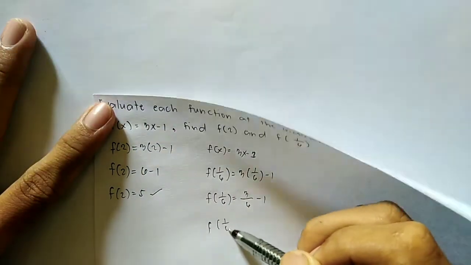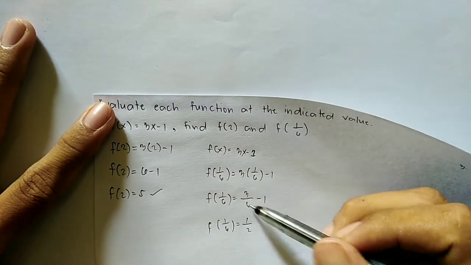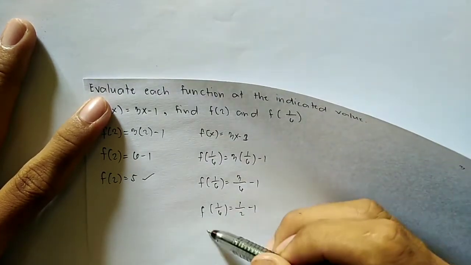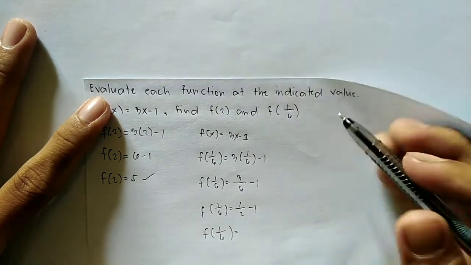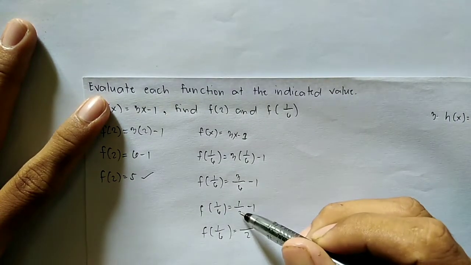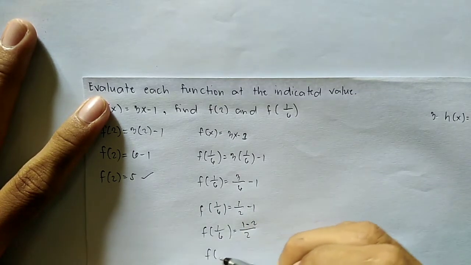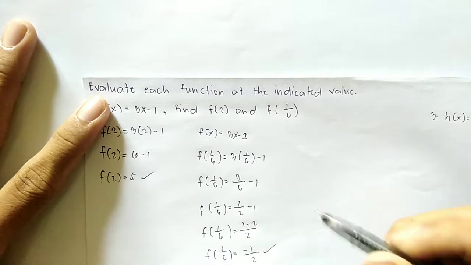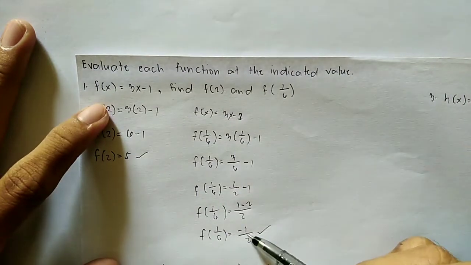We can simplify it further. 3 over 6 can be reduced to lowest terms, that is 1/2, so 1/2 minus 1. Since they don't have the same denominator, we get the LCD between 1/2 and negative 1, which is 2. So 2 divided by 2 is 1, times 1 is 1. Then 2 times negative 1 is negative 2. Simplifying further, 1 minus 2 is negative 1, all over 2. This is the final answer. The value of the function at x equals 1/6 is negative 1/2.